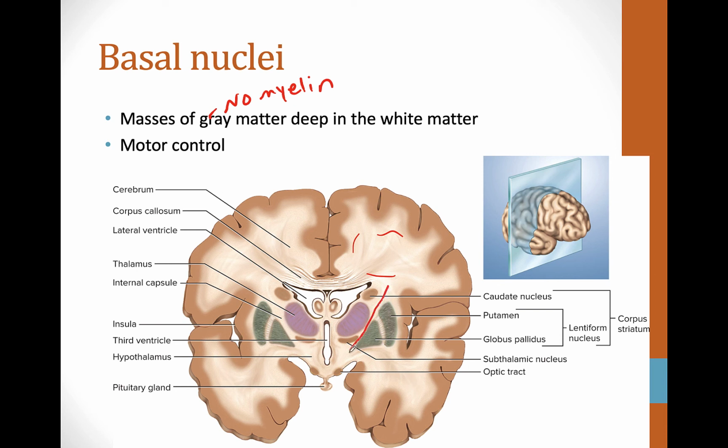So right here are the three masses. And then on this side over here, this is the thalamus right there in the center. These are generally thought to be involved in motor control.